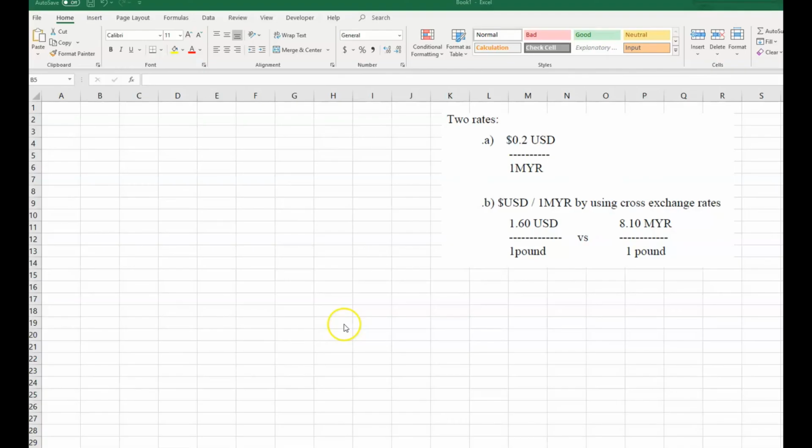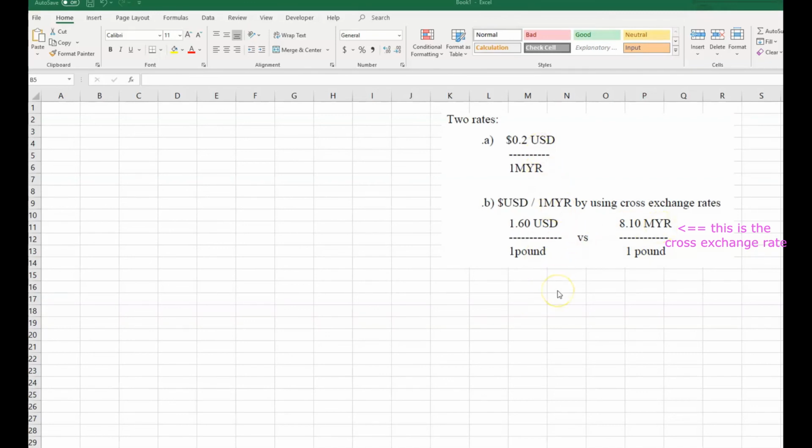This time we use Excel to calculate a direct quote for a given direct quote and cross exchange rate. For A, we have a direct quote of 0.20 USD per 1 ringgit. For B, we have another condition: one is a direct quote for the pound, then we have a cross exchange rate, 8.1 ringgit for 1 pound.